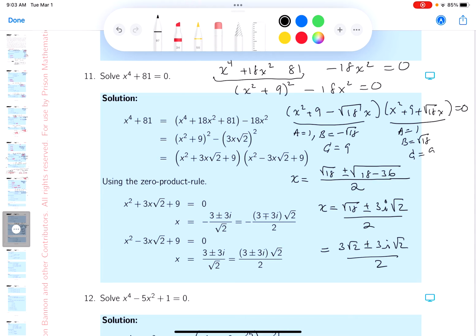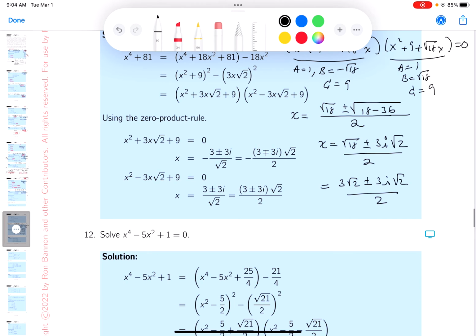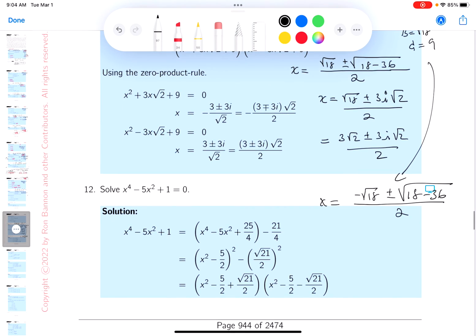They're very similar problems, by the way. Let's write this one down. I'll put it over here. X will equal, well, it's 2. This will be minus root 18, plus or minus 18 minus 36. Wow, deja vu all over again. So I think I'd cut to the chase on this one. What are you going to get? Minus 3 root 2, plus or minus 3i root 2 over 2.